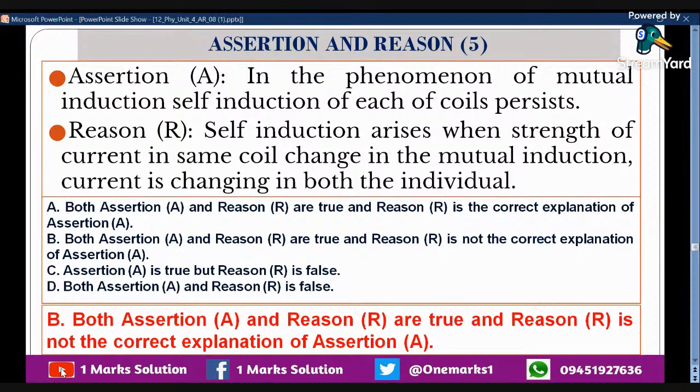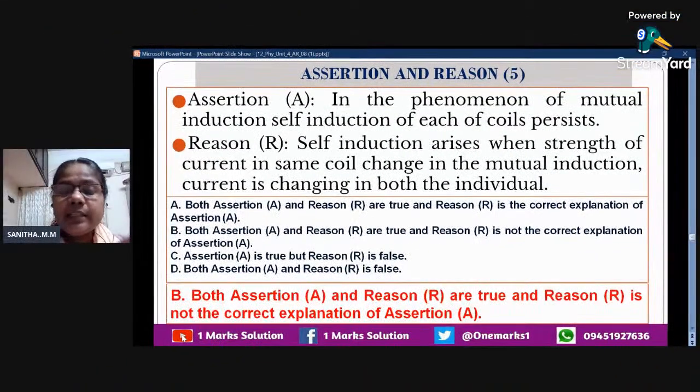Self-induction arises when the strength of the current in the same coil changes. In mutual induction, current is changing in both the individual coils. So the assertion given is that in the process of mutual induction, self-induction is persisting. That means it is there. That is correct, and the reason given is also correct. But we need the explanation of the process of mutual induction, and it is not given here. So what is the answer here? The option B. Read the assertion and reason carefully. Why? Because the options are given in that manner. So here we can say the option is B.